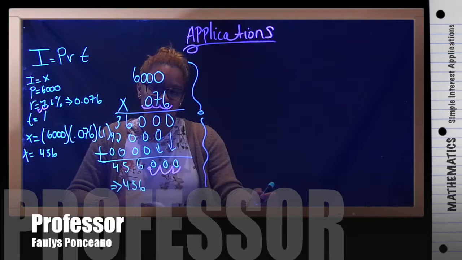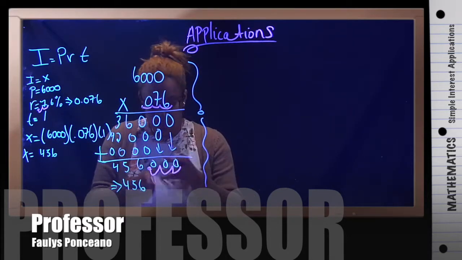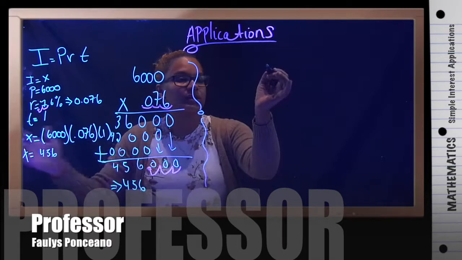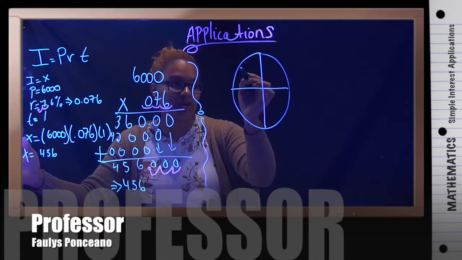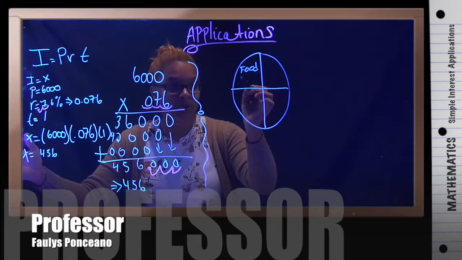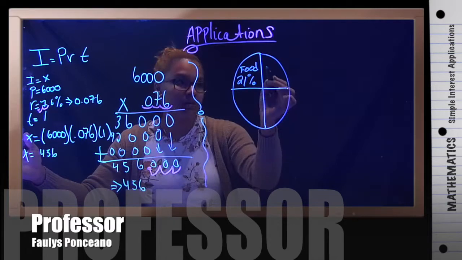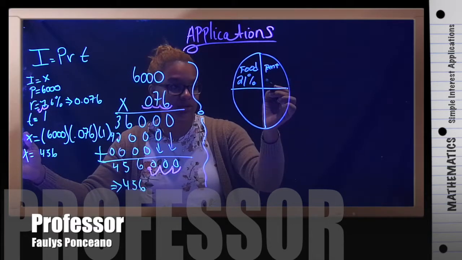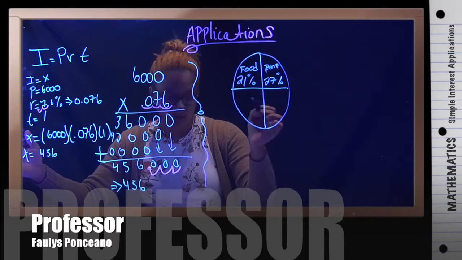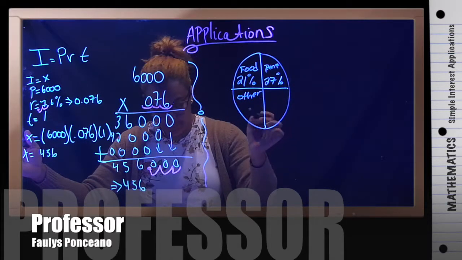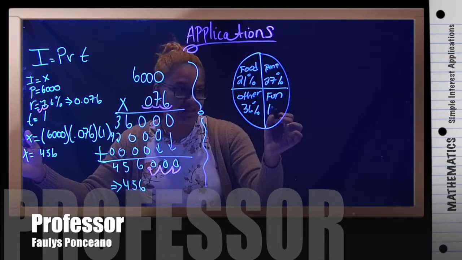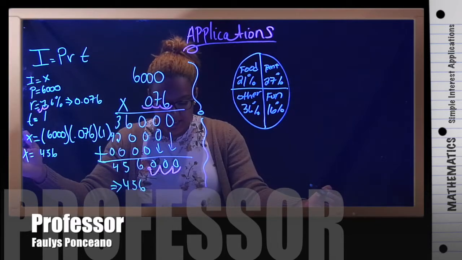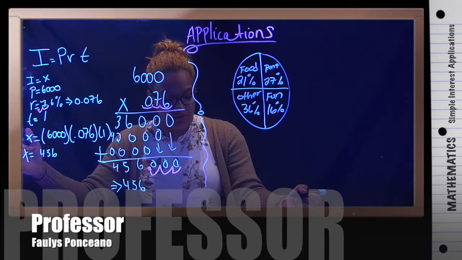Now this is using percents, not directly simple interest. You're given a chart like this. And here it says that for food, someone has spent 21%. For rent, they spend 27%. On other activities, 36%. And on fun, 16%. So it says, Alexandra categorized her spending for this month into 4 categories: rent, food, fun, and others.